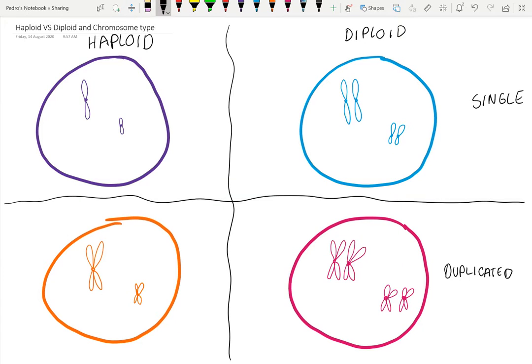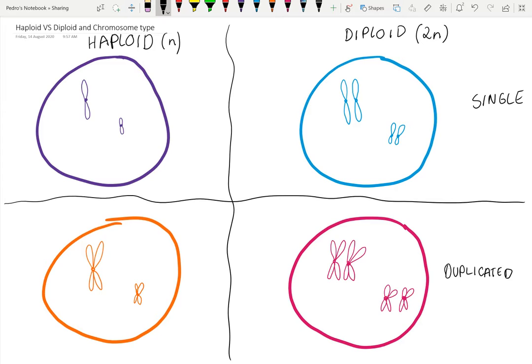Difference between haploid, diploid, single and duplicated chromosomes. Okay, 4 very important words we need to know both for Year 11 biology and Year 12 biology. First of all, when we're talking about haploid, we refer to N, and that just means one set of chromosomes. If we talk about diploid, we're talking about 2N, and that means 2 sets of chromosomes.